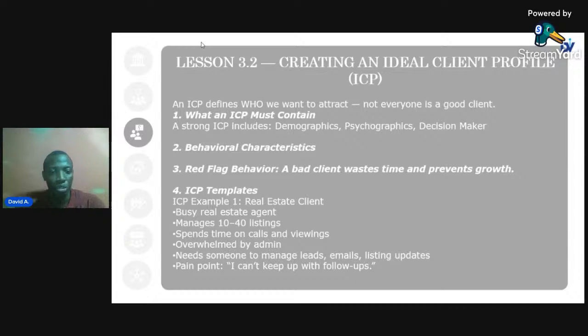What are the red flags that you need to look at when you are creating your client profile, and you observe all of these when you are conversing with them.